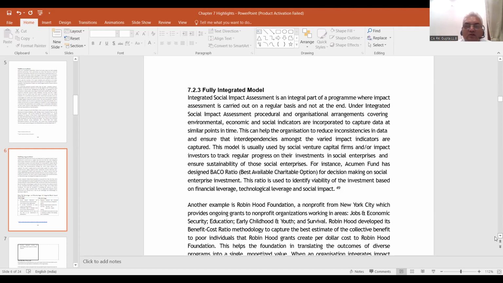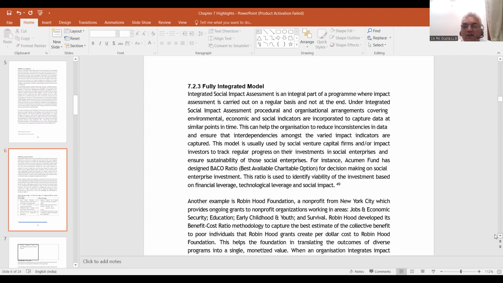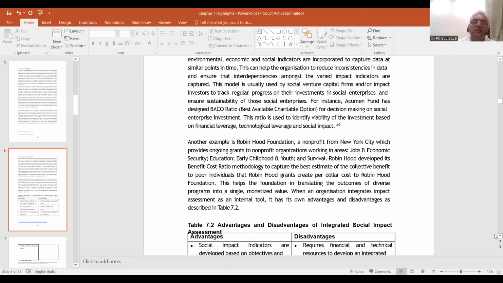Another example is Robin Hood Foundation, a non-profit from New York City, which provides ongoing grants to non-profit organizations working in areas like jobs and economic security, education, early childhood and youth, and survival. Robin Hood developed its benefit cost ratio methodology to capture the best estimate of the collective benefit to poor individuals that Robin Hood grants create per dollar cost to Robin Hood Foundation. So this helps the foundation in translating the outcomes of diverse programs into a single monetized value. So this example, let us again understand this.